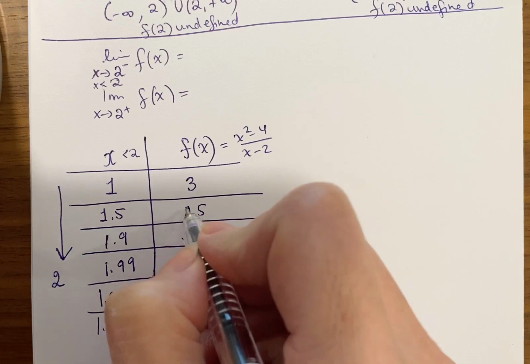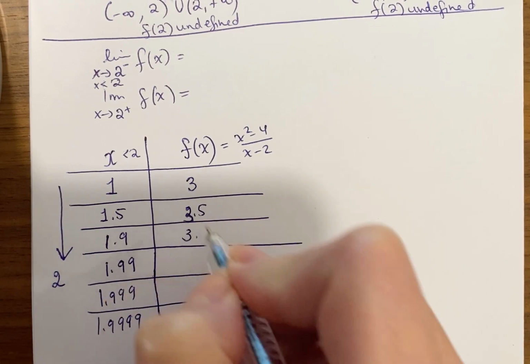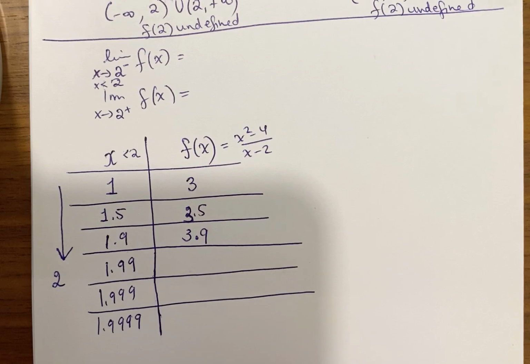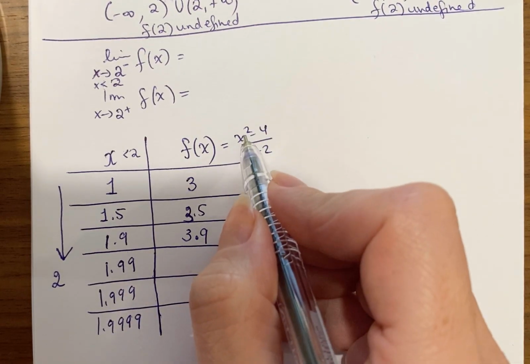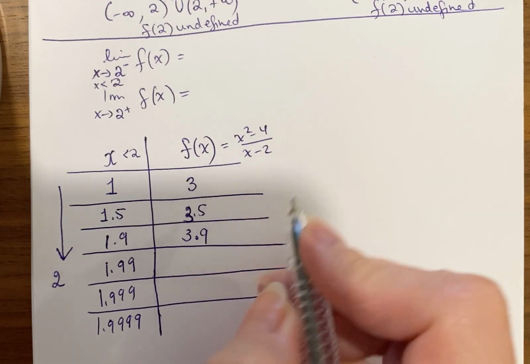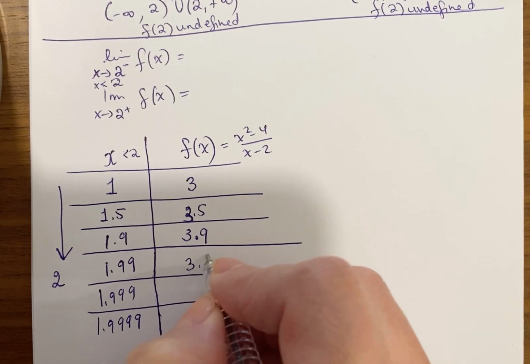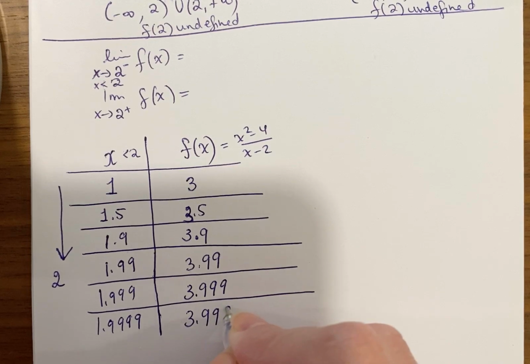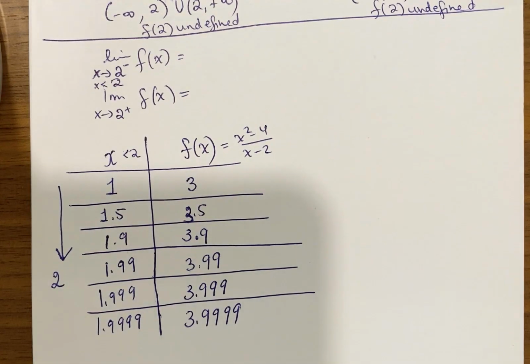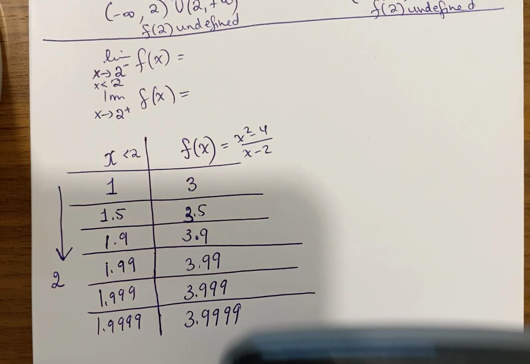3.5. This is 3.9. This is for 1.99, also check it out on a calculator. You put it here, 1.99 squared minus 4 over 1.99 minus 2. You'll notice the answer is 3.99. Here you will notice the answer is 3.999. And here the answer is 3.9999. Let me show you. I didn't really generate those numbers on my own. I just used the calculator to find the answer.